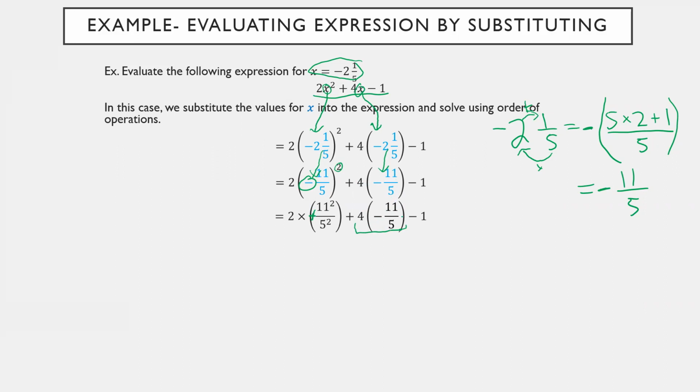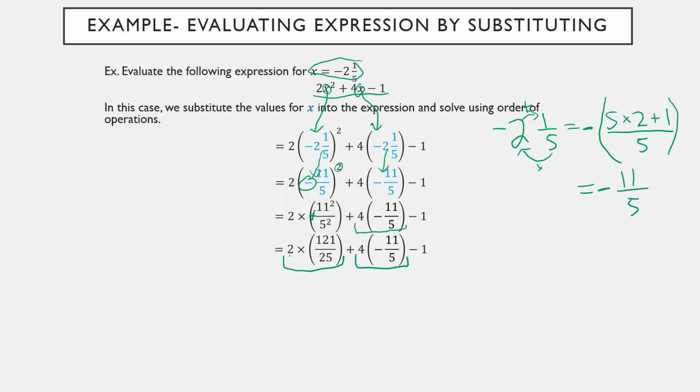So my next step here is to simply figure out what 11 squared is. So 11 squared is 121, and 5 squared is 25. So I really have 2 times 121 over 25, plus 4 times negative 11 over 5 minus 1. And then going step by step here, what I'm going to do next is multiply. So I have to multiply these two numbers, and I'm multiplying these two numbers right here. So 2 times 121 over 5.